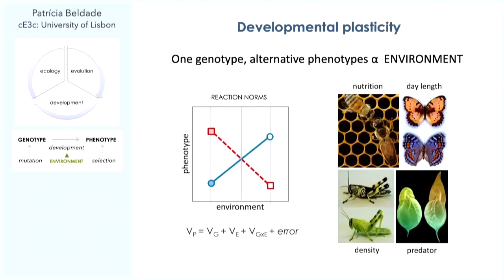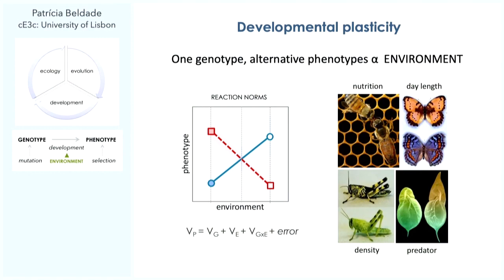There are many well-known examples, including caste formation in social insects, color patterns in many butterflies, in this case depending on day length, density that determines whether these swarming locusts develop into the gregarious or the solitary form, or the very well-known example of Daphnia, that when it molts in the presence of predators, it develops these structures that are meant to defend it against predation.